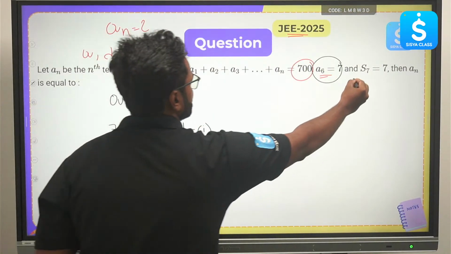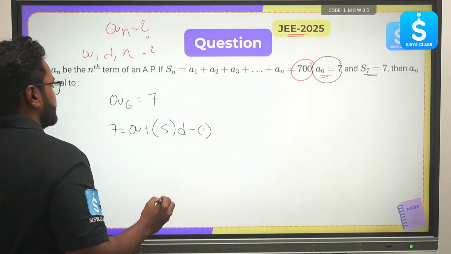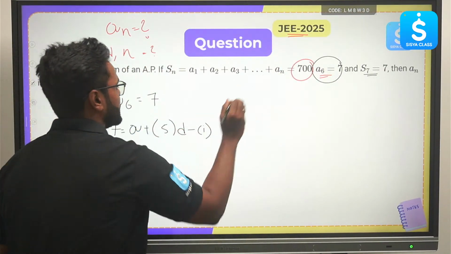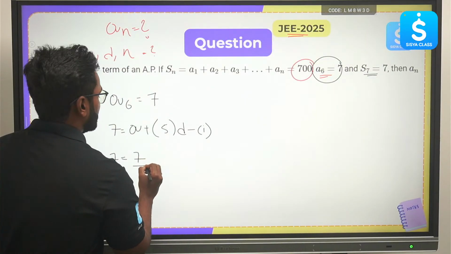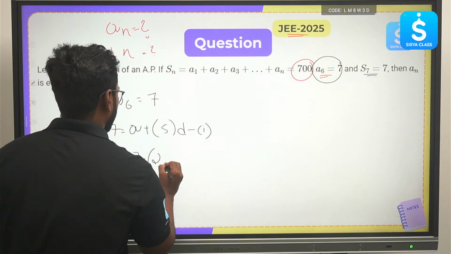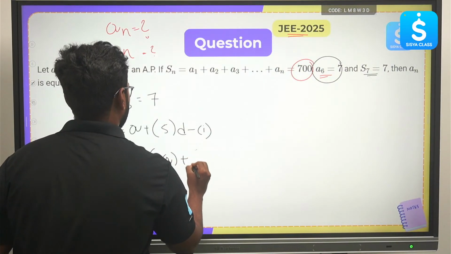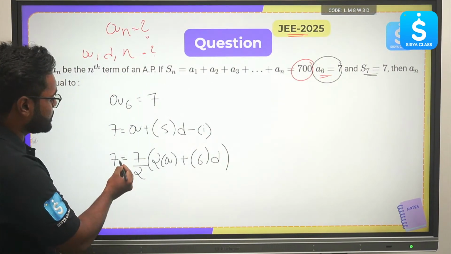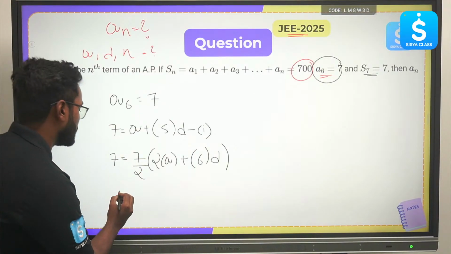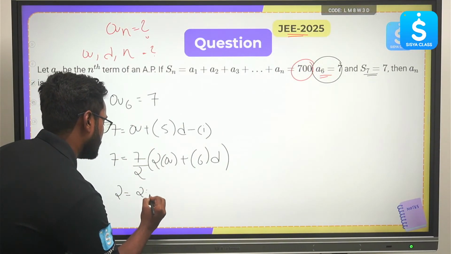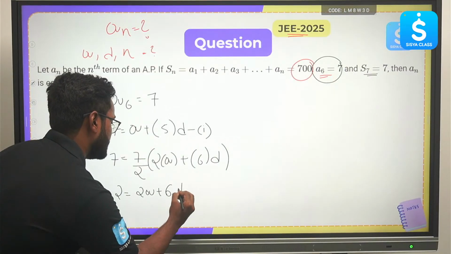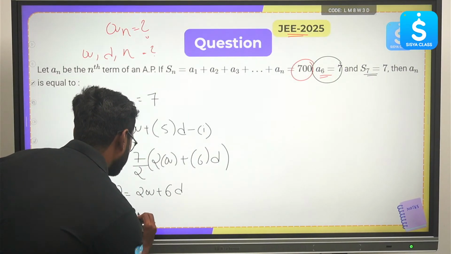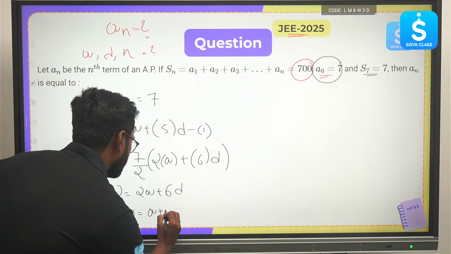Second is S7. The sum of 7 terms is 7. 7 is equal to, Sn is equal to n by 2 into 2a plus n minus 1 into d, so 7 by 2 into 2a plus n minus 1, which is 6d. If you cross multiply it, what will it be? 7 by 7 is 1, 2 into 1 is 2. 2 is equal to 2a plus 6d. You have 2 as common, just remove it. 1 is equal to a plus 3d.